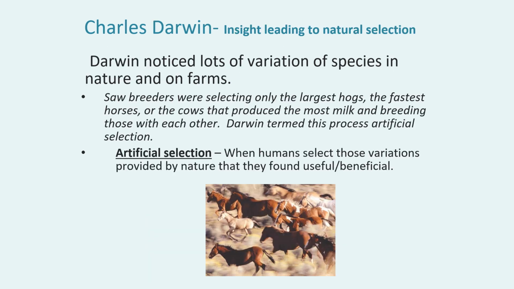Darwin noticed lots of variation of species in nature and on farms. So he saw that breeders were selecting only the largest hogs, the fastest horses, or the cows that produced the most milk, and breeding those with each other. And so he termed this process artificial selection, where humans select those variations provided by nature that they found useful or beneficial. So it's human driven, okay, artificial selection.